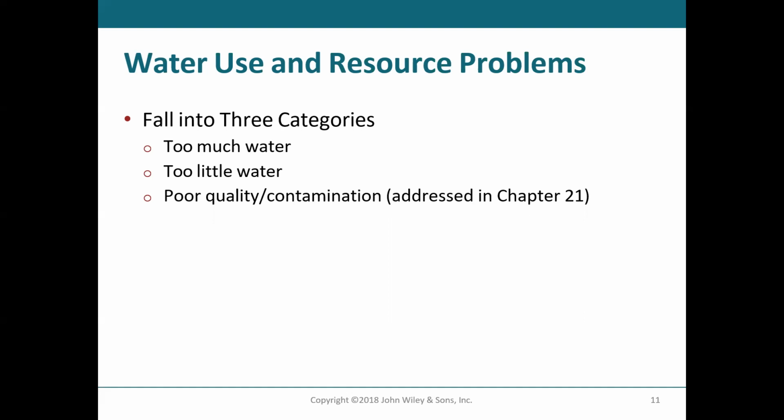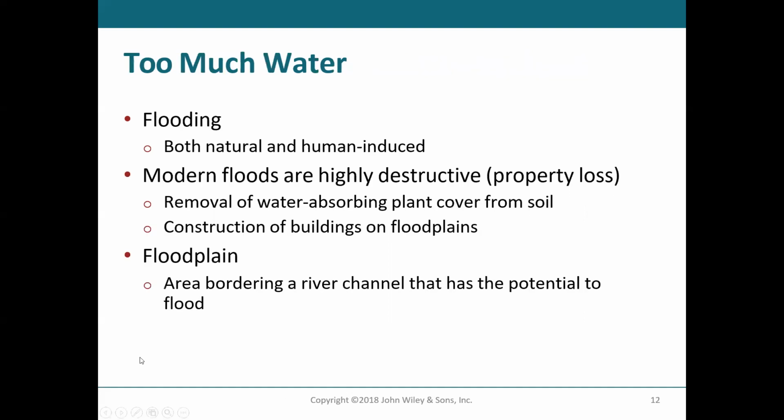So water problems fall into three categories: too much water, too little water, and then contamination of water, which will be addressed later on. Too much water. Well, as we saw with hurricanes in the past, flooding is a big issue. It's both natural and human induced. And you'll see how it can be human induced, not just like a hurricane or a storm. Modern floods are very destructive, okay?